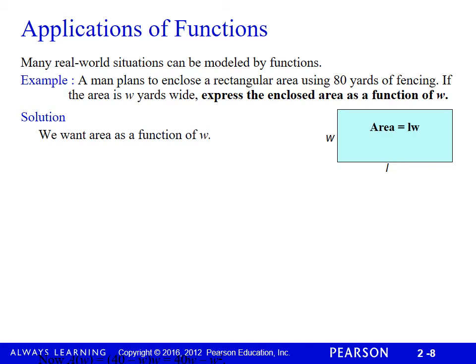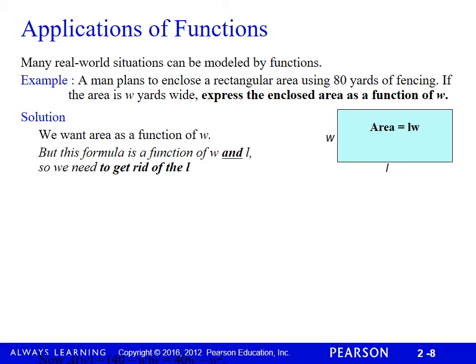Are we done with this problem? Was it that simple? No, we're not done, because notice our area formula expresses the area as a function of L and W, length and width. So we really need to get rid of the L. What this question is asking us to do is to express the area really only as a function of W, okay? So in order to do that, we need to get rid of this other variable, L, okay?